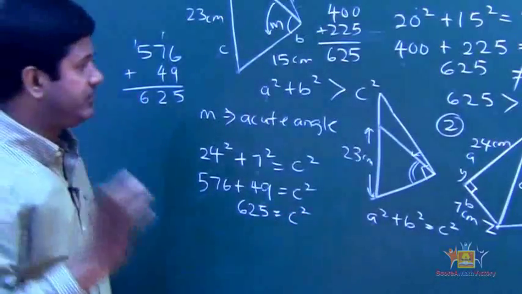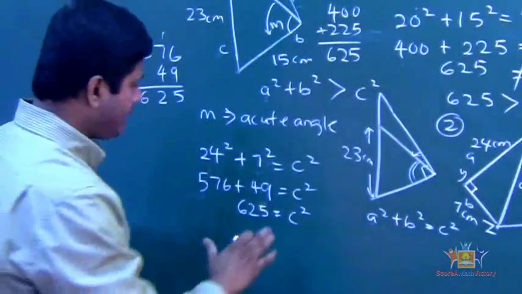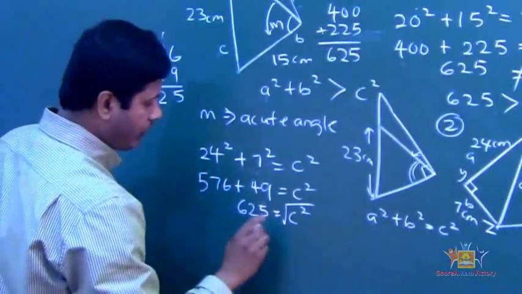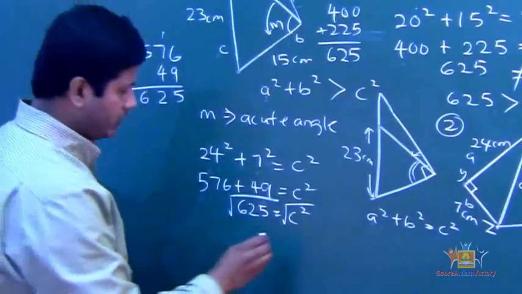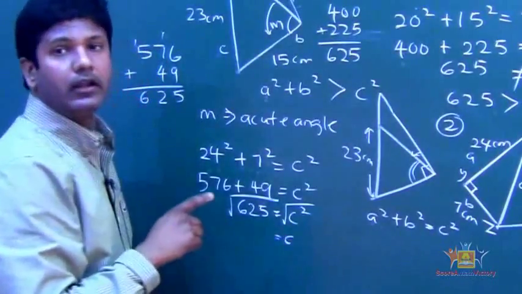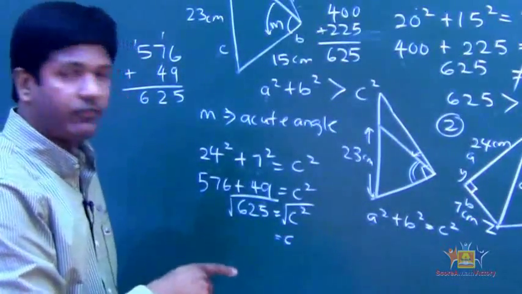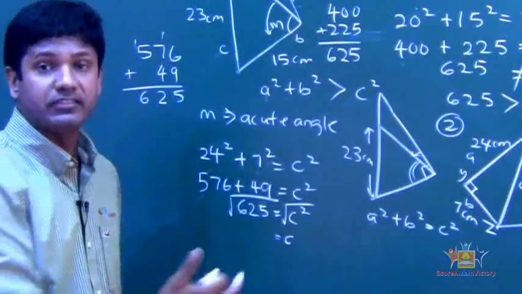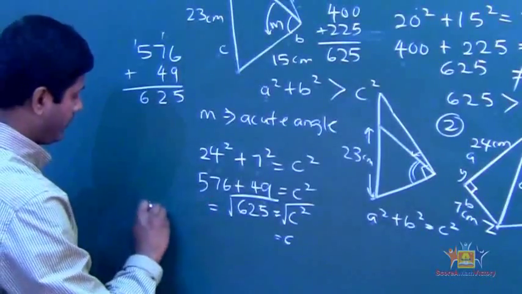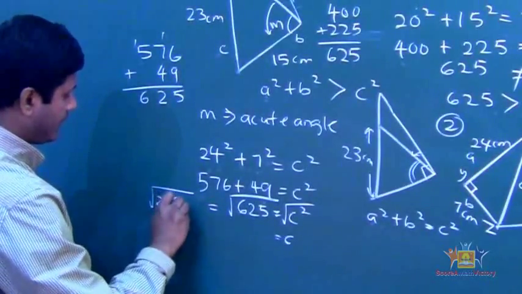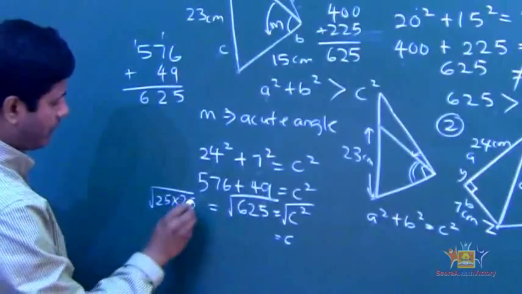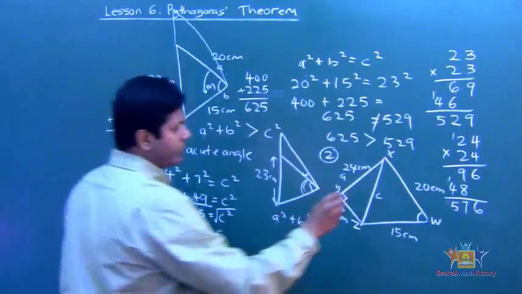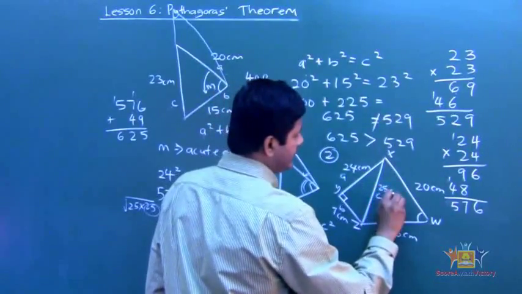And we're looking for c. So now to find c, I'm going to take the square root of c squared. If I square root this side, I also square root the other side. So c equals the square root of 625, and we know that 25 times 25 is 625. You only need one of those, so c equals 25. So that means this is 25 centimeters.